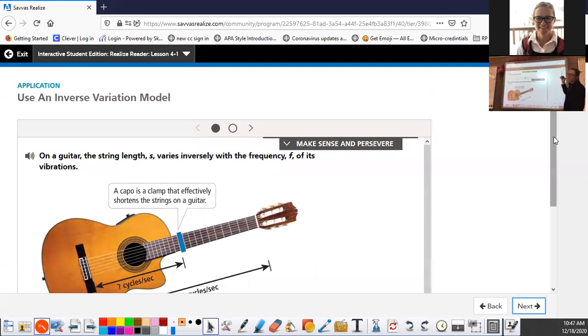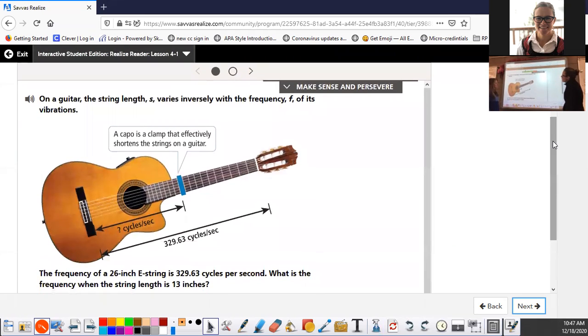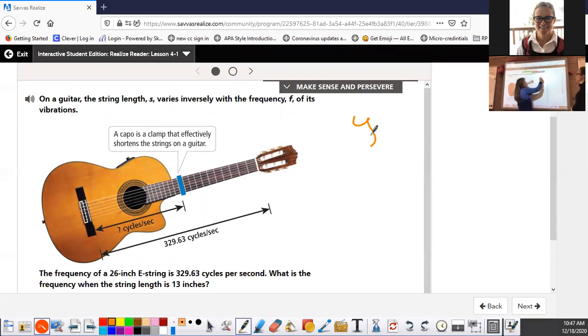So again, where would we ever use this in real life? On a guitar, the string length S varies inversely with the frequency F of its vibration. I've heard of some math teachers locally here in the building actually playing around with this relationship and testing it with something that measures the frequency. Oh, interesting. Okay, so on a guitar string, the length S varies inversely with the frequency F.